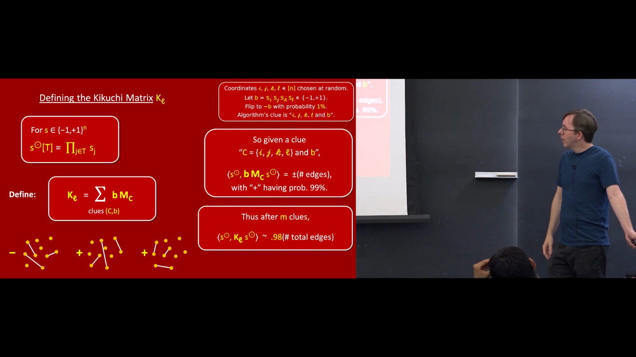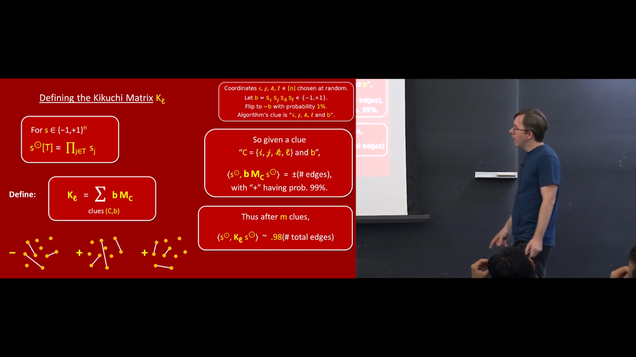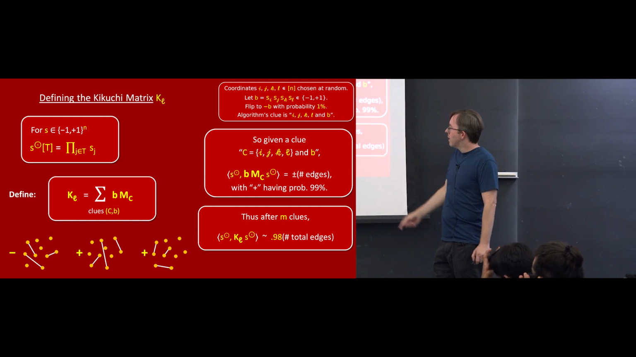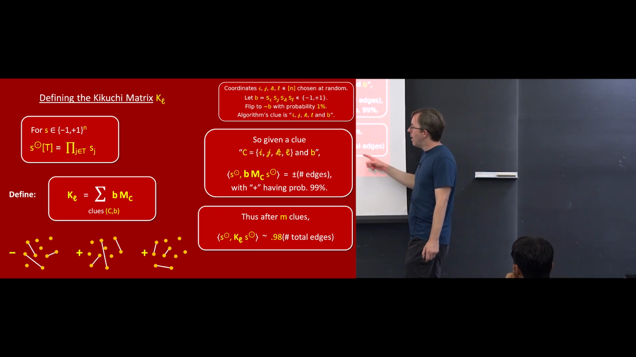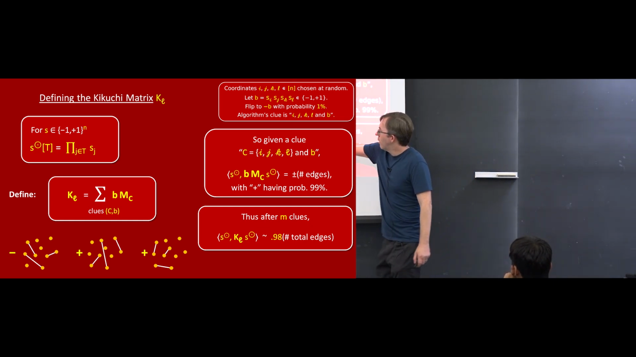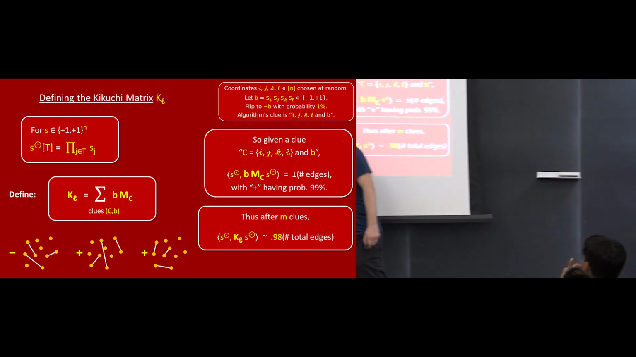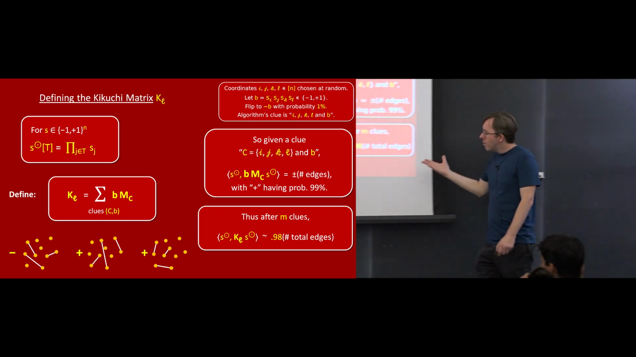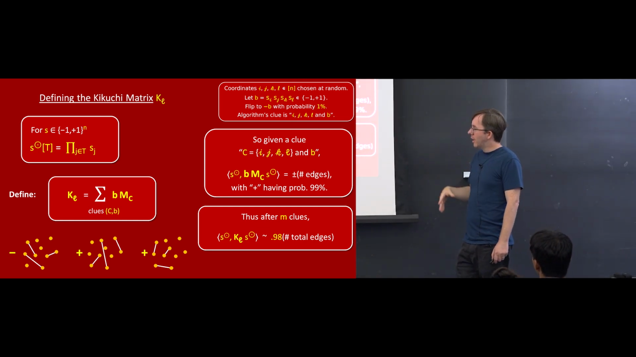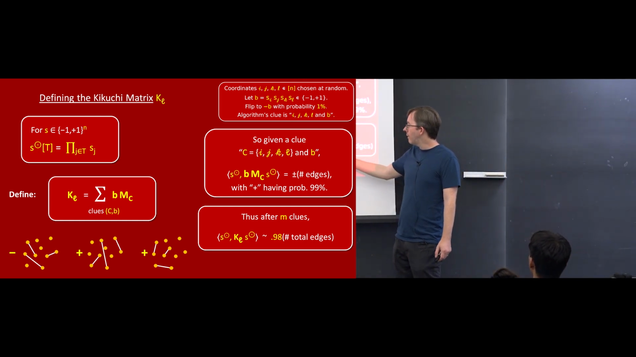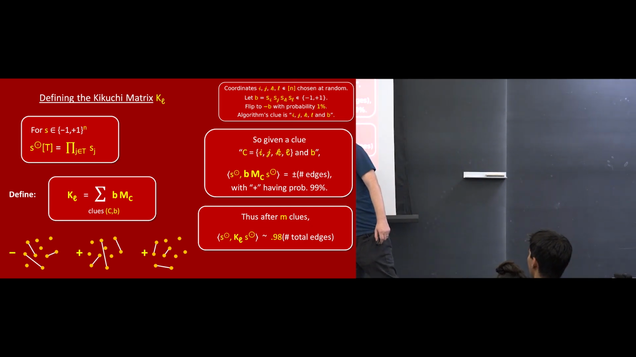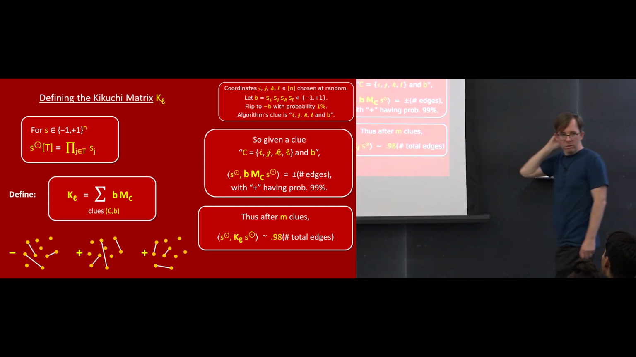And what we've shown is that after you get m clues, most of the time this quadratic form of S dot with one of these summands is giving you plus the number of edges in this partial matching. So 99% of the time you'll get a plus, and 1% of the time you'll get a minus. So basically you'll get 0.98 times the total number of matchings in all the clue graphs.